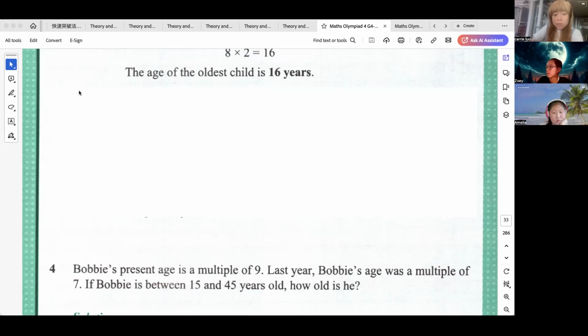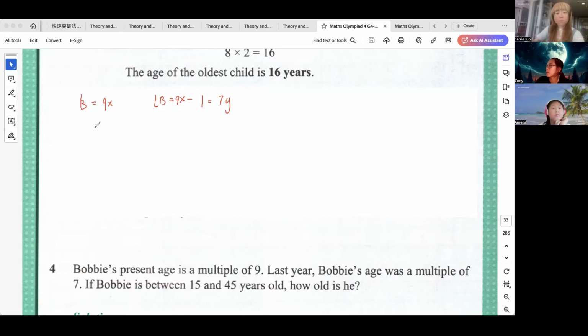So Bobby's present age is a multiple of 9. So that means Bobby equals 9x. Correct, Zoe? Or it could be 9, it could be 18, could be 27. Last year, Bobby's age was a multiple of 7. So last year, Bobby's age is 9x minus 1. Correct? Okay. So they are multiples of 7, so it's 7y.